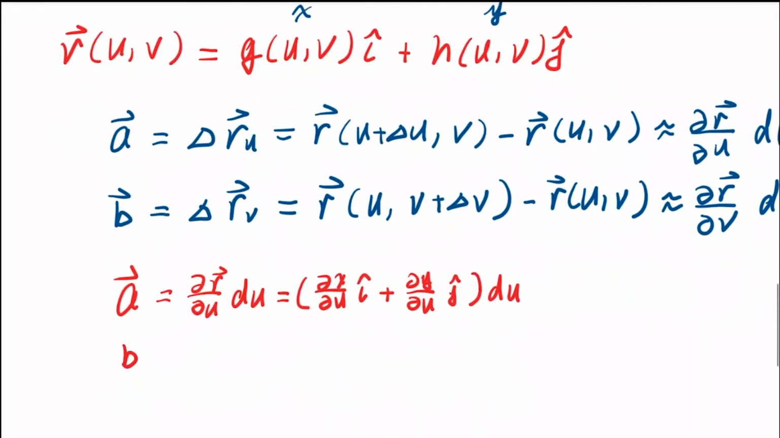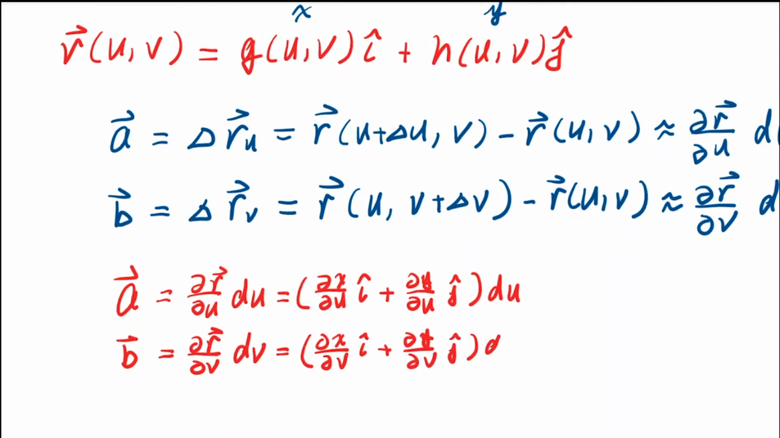Likewise, then the vector B will be partial r over partial v now, right? Because that's in v direction. dv, which will be, you take this thingy and take a derivative with respect to that variable v. So we have partial x over partial v, i vector, plus partial y over partial v, j vector, times dv. Most of the difficult thing is done. Are you with me? If anybody has a question, now is the time.